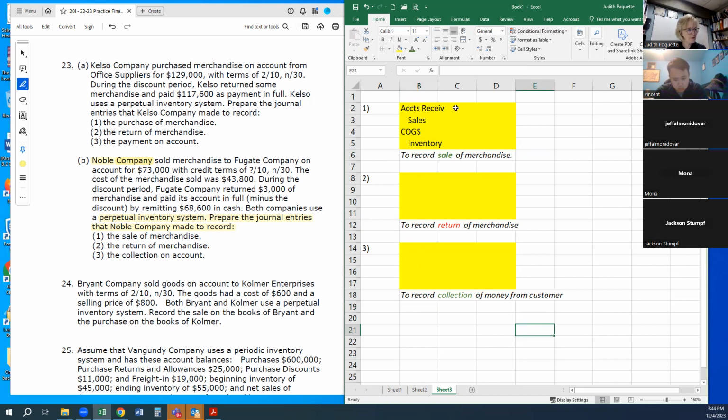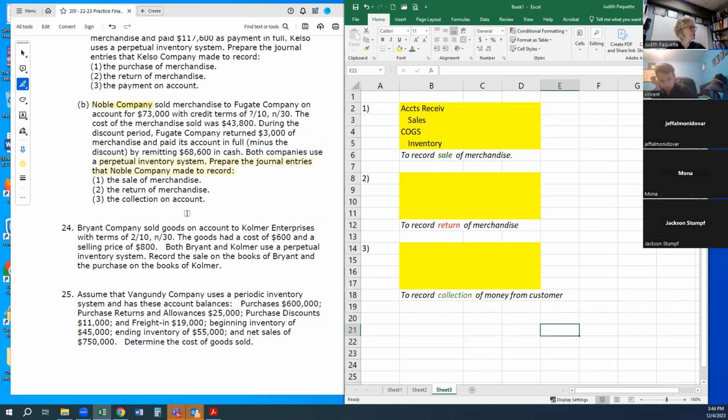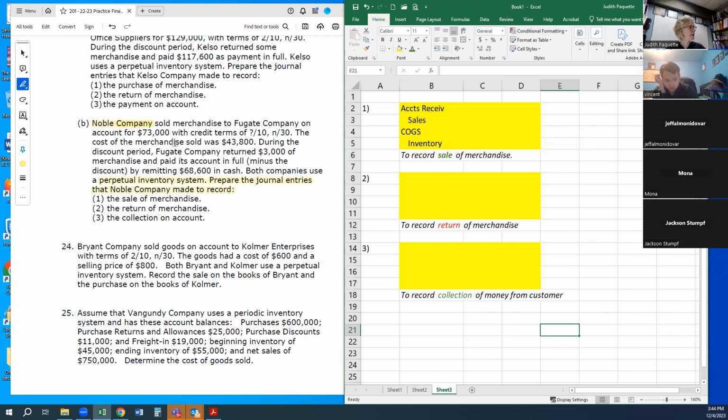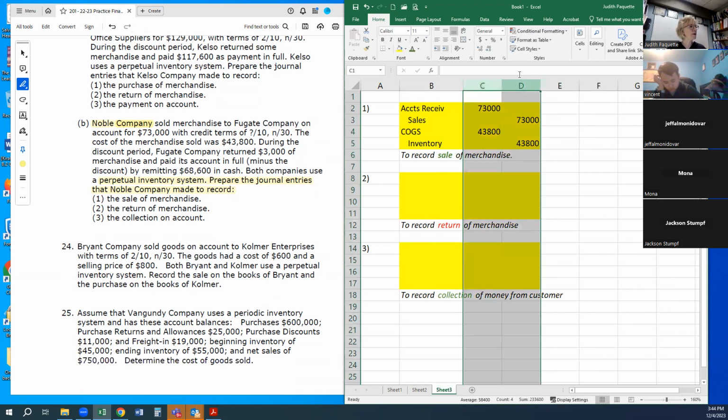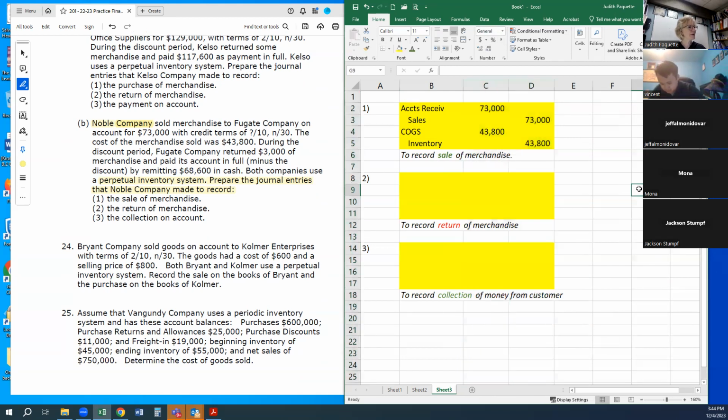So if you have a sale, let's go ahead and load the sale transaction in. Noble Company sold merchandise to Fugate on account, 73,000. So that's going to be 73,000 here and 73,000 here. The cost of the merchandise was 43,800. So that's going to go here. So that's your 4-line sales journal entry for perpetual.